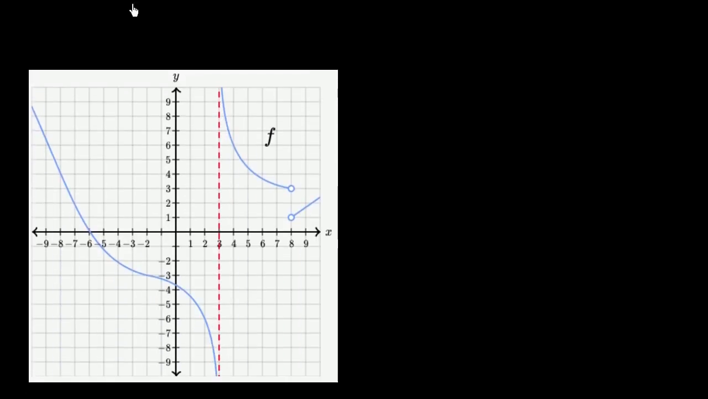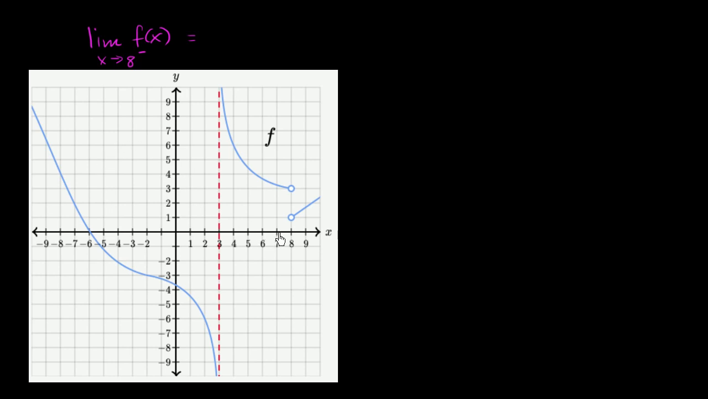So let's ask ourselves the limit of f of x, now this is our new f of x depicted here, as x approaches 8, and let's approach 8 from the left, as x approaches 8 from values less than 8. So what's this going to be equal to? And I encourage you to pause the video to try to figure it out yourself.